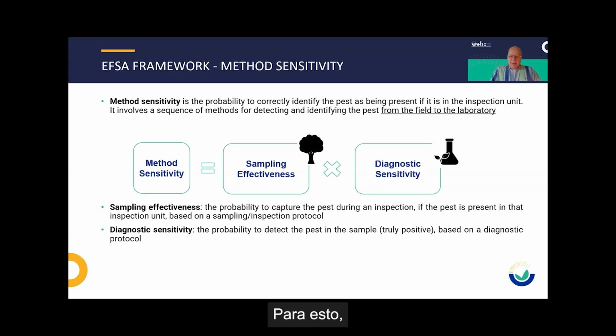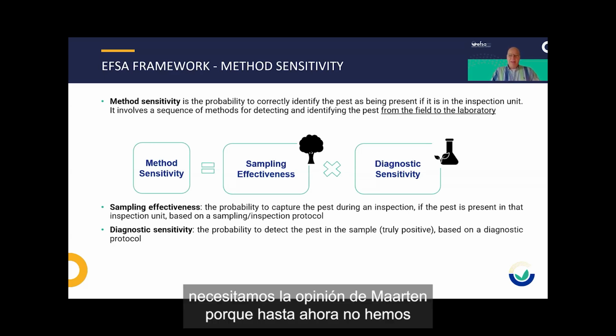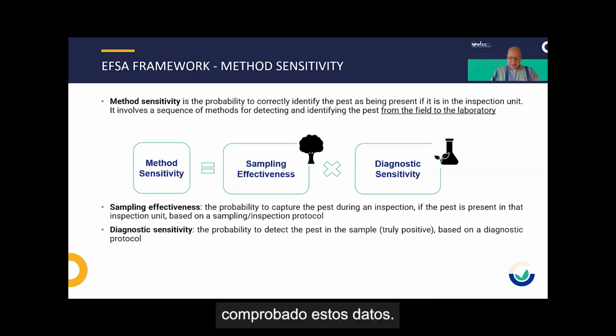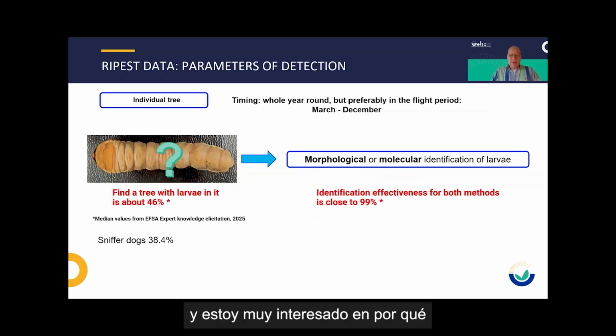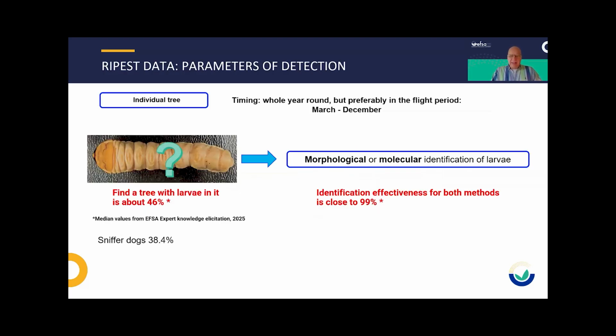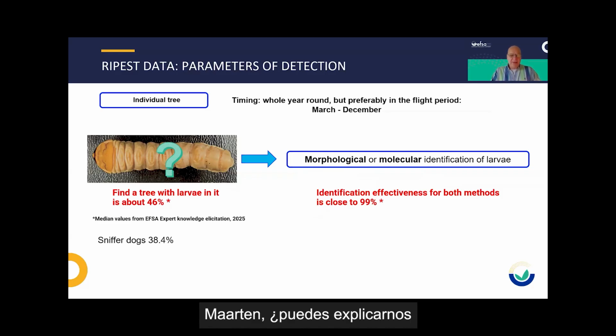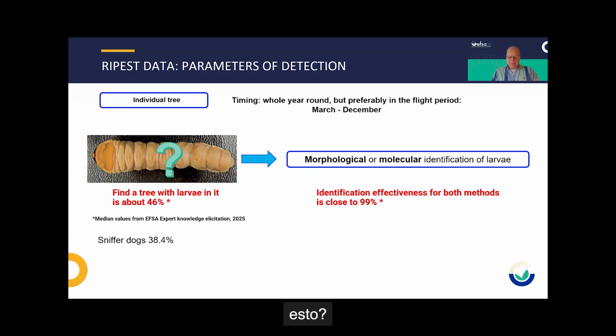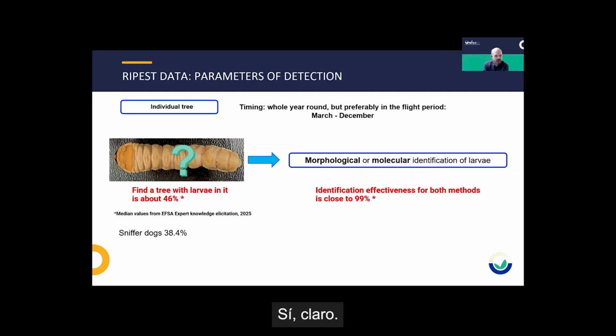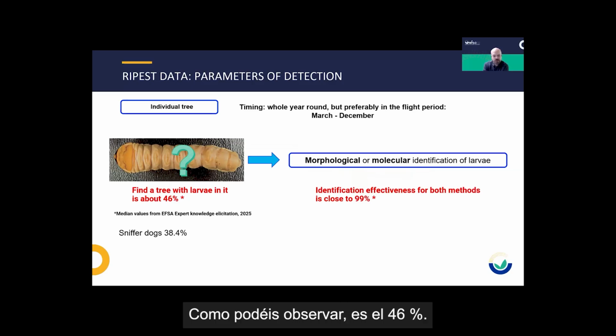So for this, we need an input from Martin, because so far we have not yet seen this, but we have a slide for this, and in particular, I'm interested why the efficiency to detect the pest in the field is as low as 46% as shown here. Martin, can you help us with this and explain? Yeah, I can, because as you can see, it's 46%.